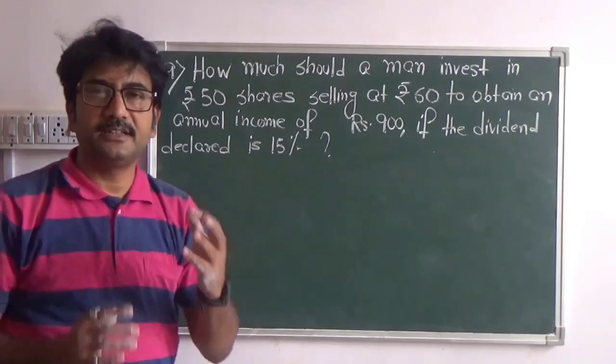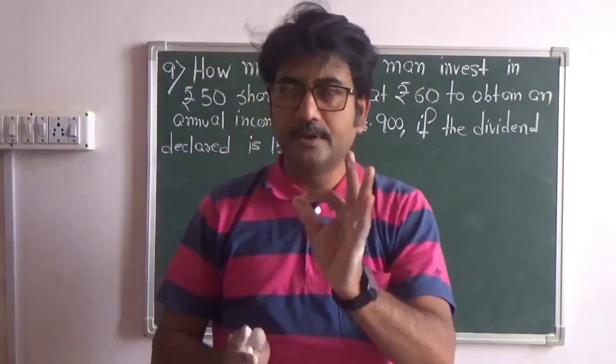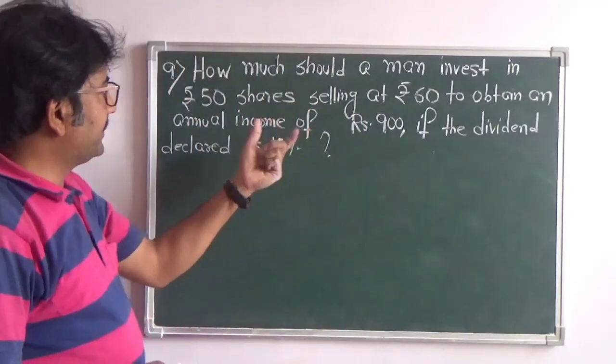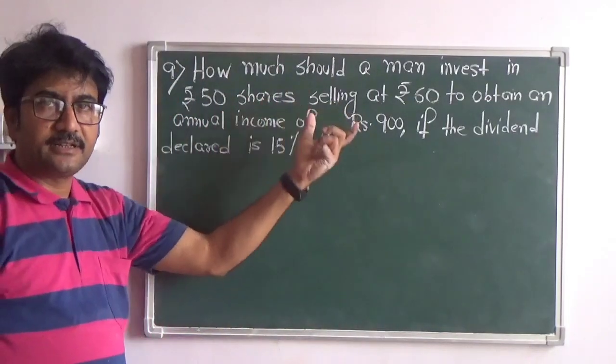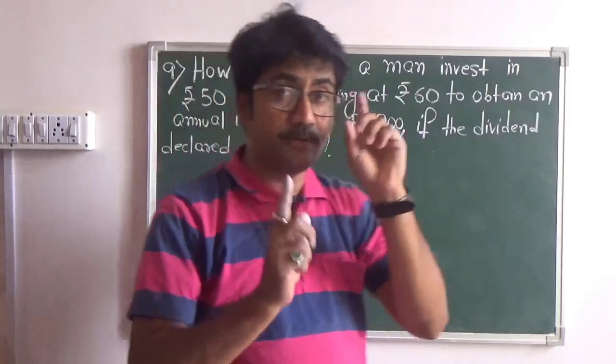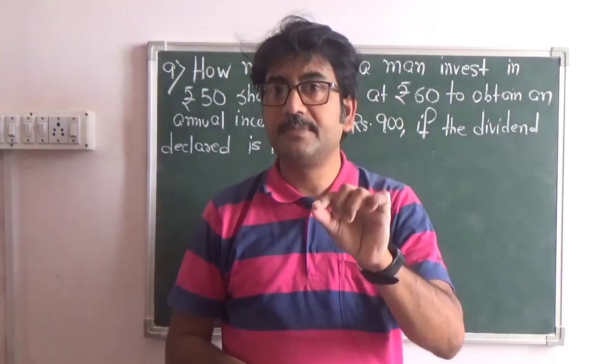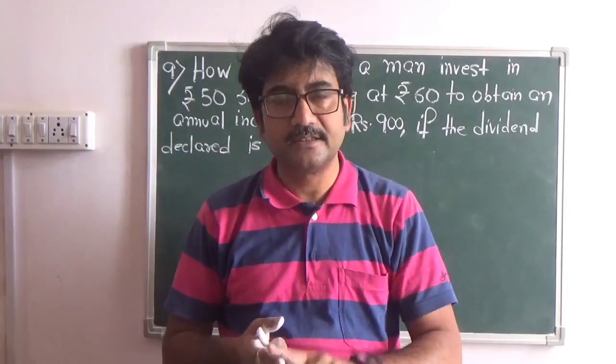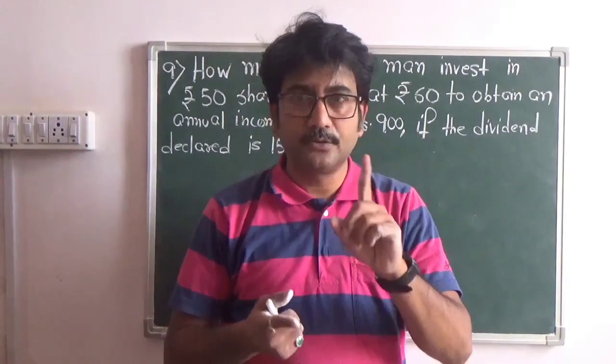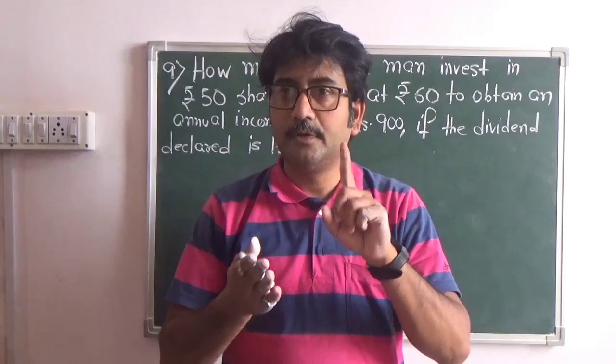So you need to find the total investment. Now mind it, you are given the total income, the annual income is 900. Now how you find the annual income, that you have to keep in mind. Annual income is how much? Income on 1 year multiplied by the total number of shares. So what you need to find is the total number of shares and income on 1 year.